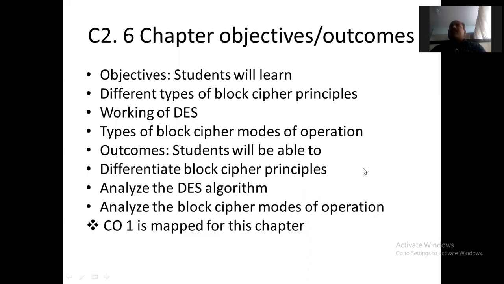Outcomes. So at the end of this chapter, what will the students get? The students will be able to differentiate block cipher principles, analyze the DES algorithm, and analyze the block cipher modes of operation here. The main CO1 is mapped for this chapter. So these are the chapter objectives and outcomes here.